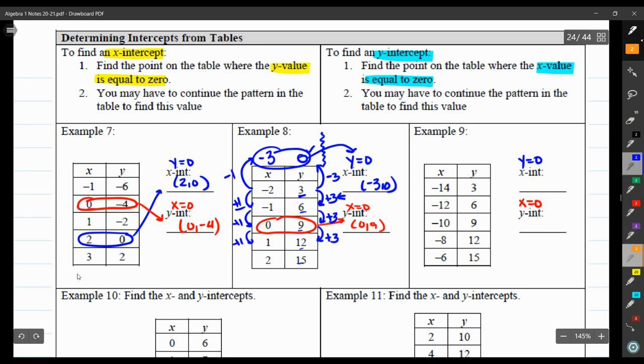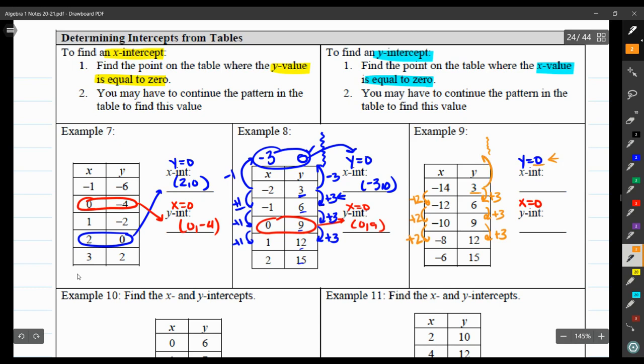So let's see my pattern. From 3 to 6, I'm adding 3, adding 3, adding 3. So there's the pattern on the y's. On the x's, I'm adding 2 every time. -10 to -8 is adding 2. And so now let's see. I need a y value of 0 for an x-intercept. Well, that's going to be up here because 0 is smaller than 3.